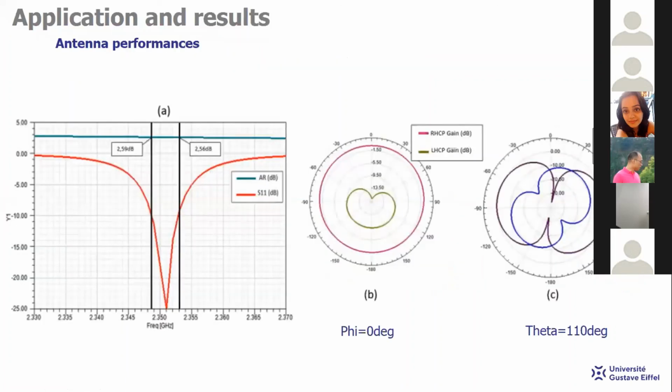Here we pass to antenna performances. Using full wave simulation, we study the antenna performances. Here is the S parameter. It's resonating at almost 2.35 gigahertz. We have an axial ratio at phi equals 0 and theta equals 110 degrees, less than 3 dB. And here is the gain at 0 degrees and 110 degrees.